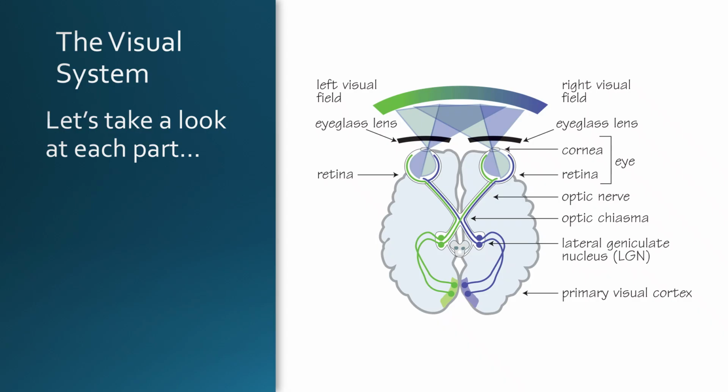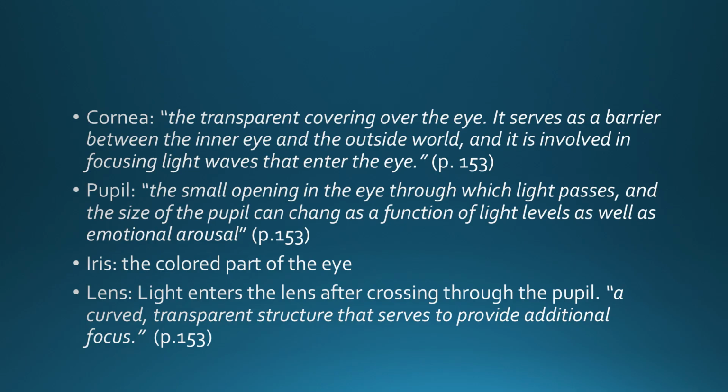So let's take a look at the visual system. There's a diagram here of different parts of the visual system. We won't go through all of those, but we'll go through most of those and see what they do. The first part is the cornea, which is the transparent covering over the eye. It serves as a barrier between the inner eye and the outside world, and it is involved in focusing light waves that enter the eye.